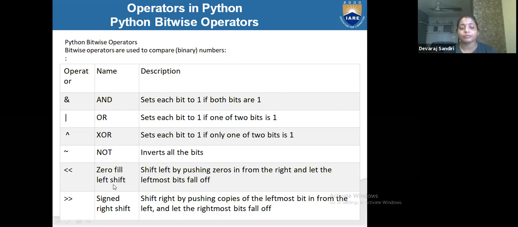Left shift: zero-fill left shift means if one value is there, you will get 1 0. Your 1 goes to the left, and the leftmost bit falls off. Shift left by pushing 0s in from the right and letting the leftmost bits fall off. Right shift means your bits will go to the right.